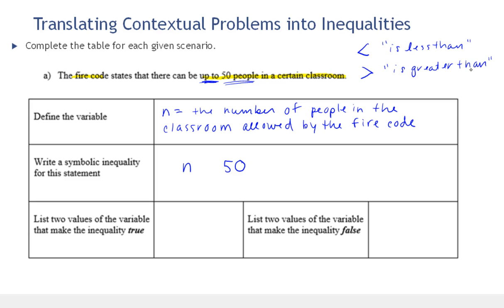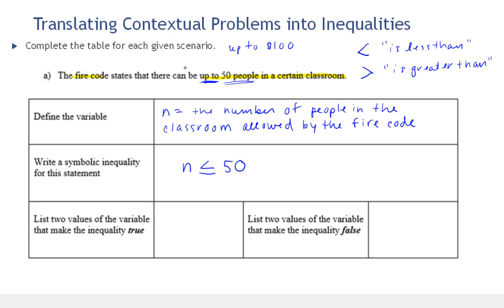So one way to think of this, I think thinking about money and how much money you make always helps because we can all relate to that. If I said you made up to $100 at work today, well, that would mean you made any value less than $100, and the up to means that $100 is the maximum, so you could have also made exactly $100. So up to is going to mean less than or equal to. So the number of people in the classroom allowed by the fire code is less than or equal to 50. So that's how we translate this inequality.